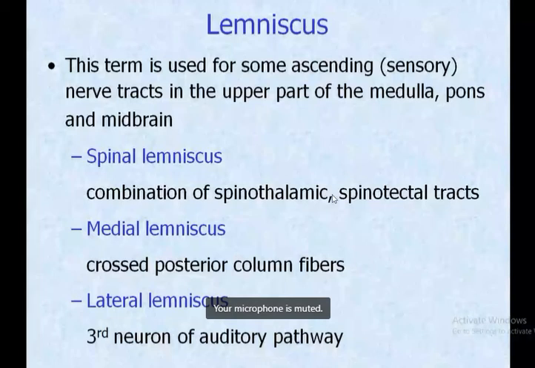So these are some of the lemniscus systems that we should know, and this is very important when we study the cross section of the brainstem. Maybe after the completion of these tracts, you will be studying the brainstem, and we should study the cross section of the brainstem at different levels, and you will encounter these terminologies in that part. So you should be clear about the spinal lemniscus, medial lemniscus, and lateral lemniscus, and obviously all these ascending and descending tracts.